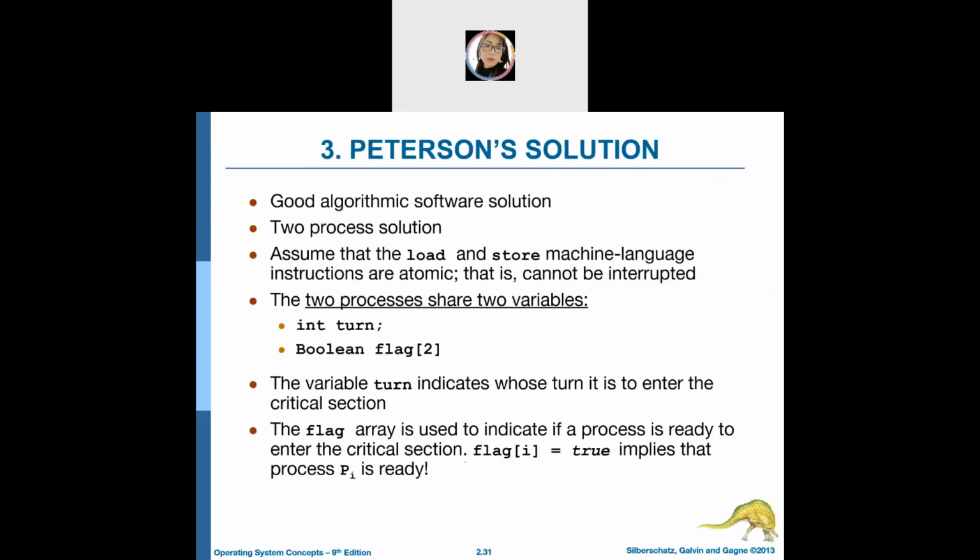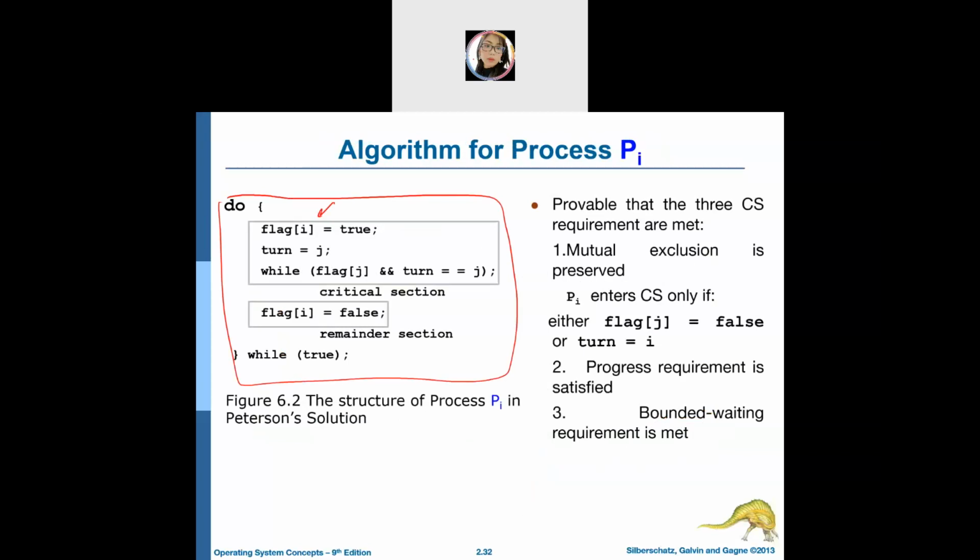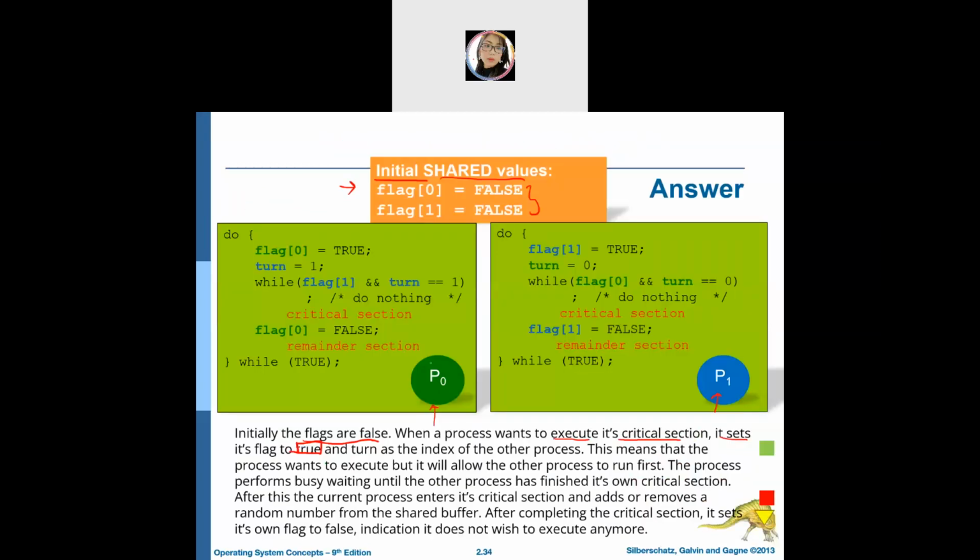As mentioned also, if flag i equals true, where i is 0 or 1, since we have two processes only, then you're going to be ready. So you have here flag 0 equal to true, which means that P0 is already ready. Then you're going to have turn equal to 1. So it's going to turn as the index of the other process, which changes. If it's 2, then it's going to be 2. If it's 1, you have 1. So it is the other process. You have P0 and P1 only.